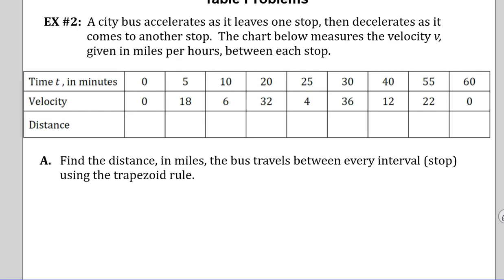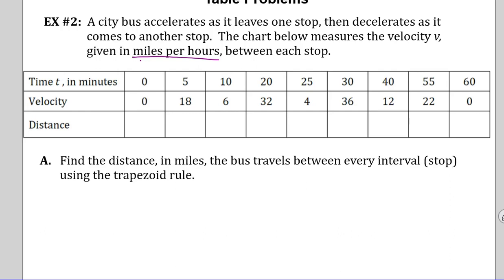Okay, so we're going to look at a table problem. We're still going to be looking at velocity and time and so forth. They're asking us at first in this table, where they've given us the time in minutes, and the velocity they tell us is in miles per hour. They're asking us to find the distance, and they want us to use the trapezoid rule.